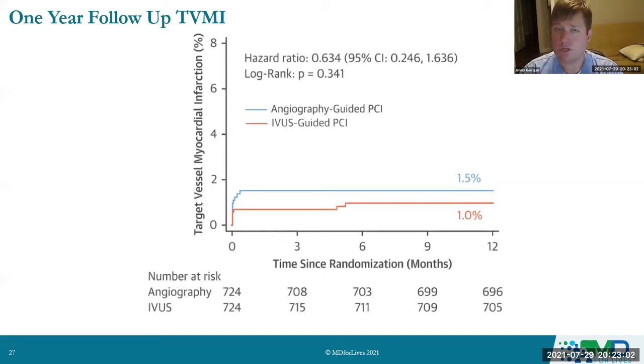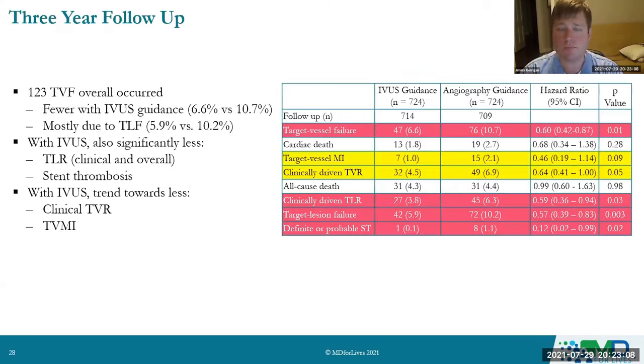So there was a reduction in target vessel MI, so a patient having a heart attack because of an issue in that vessel in the future. And then presented last fall, the 3-year follow-up from the ULTIMATE trial, a longer time horizon, now showed that in addition to target vessel failure and target lesion failure, which was statistically significant at 1 year, more so now at 3, now stent thrombosis is statistically significantly less for patients who have intravascular imaging guided PCI.